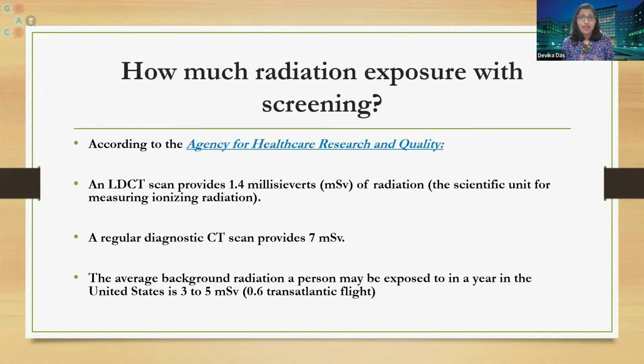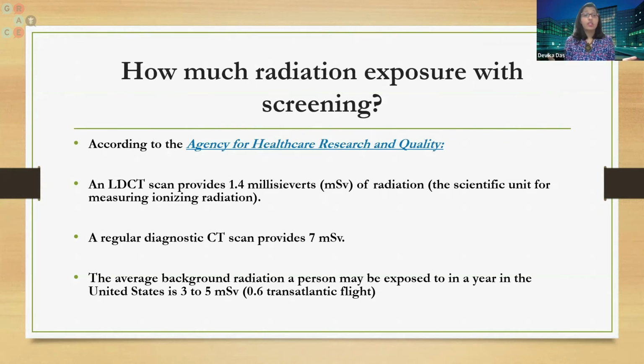Is it safe for me to get screening every year if I need it? How much radiation exposure would I have? It's a very good question. According to the Agency for Healthcare Research and Quality, a low-dose CT scan provides what's called 1.4 millisieverts of radiation. What does that mean?